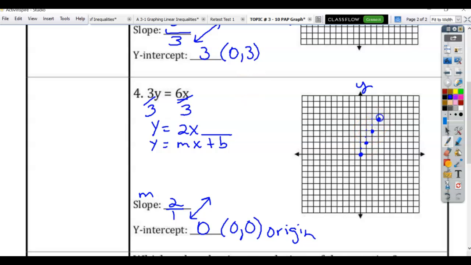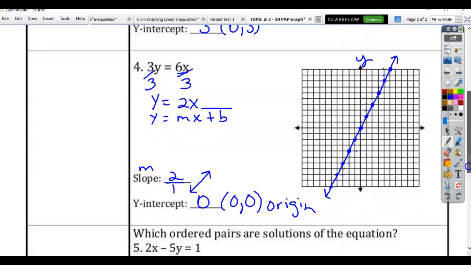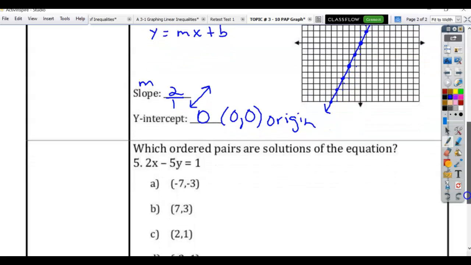I'm going to go up 2 over 1 to the right, making it positive. Up 2 over 1. Keep on going all the way across. Okay, once I get done with that, I'm going to go down 2 over 1. It should form a straight line. If yours does not form a straight line, then you missed something. Okay, connect the dots. Again, it should form a straight line. Put arrows. And you are done with that one.